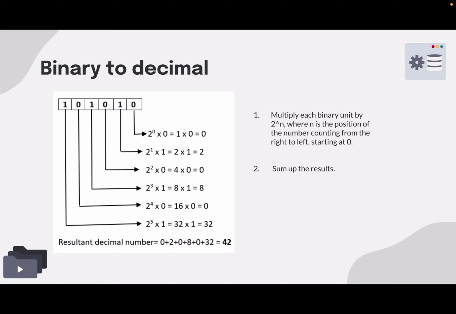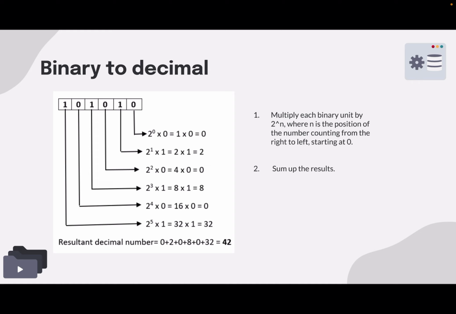Binary to decimal. How to convert from binary to decimal. First, you grab your binary number and you multiply each binary digit by 2 to the power n, where n is the position of the binary digit counting from right to left, starting by 0, and you sum up the results.